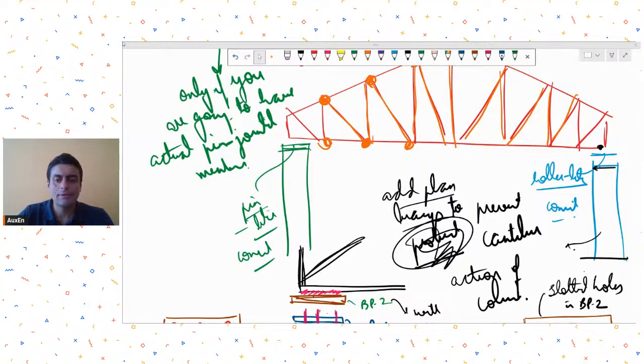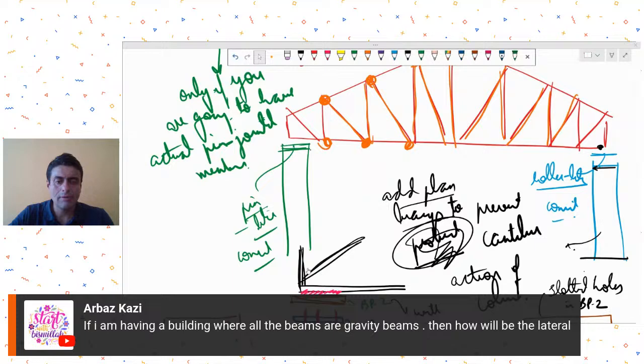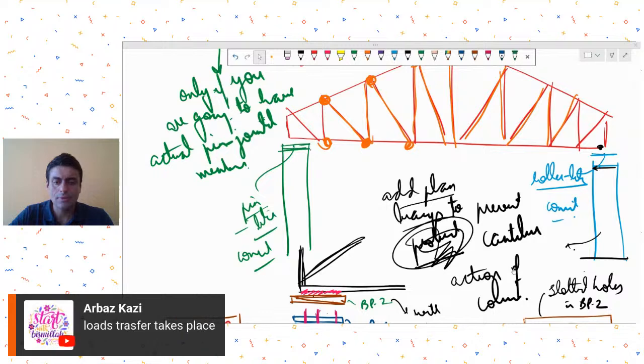Do we have any further question, please? So I have taken all the questions asked on the Google form and on the live comments and on the email. Mr. Arbaz Kazi is asking, if I am having a building where all the beams are gravity beams, then how will the lateral loads transfer?